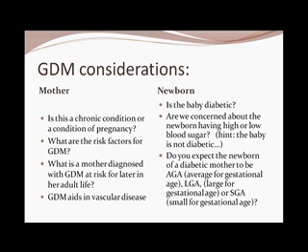What is a mother diagnosed with gestational diabetes at risk for later in her adult life? This is type 2 diabetes she's at risk for. And also remember that gestational diabetes aids in vascular disease. On the side of the baby, is the baby a diabetic? No, not necessarily.